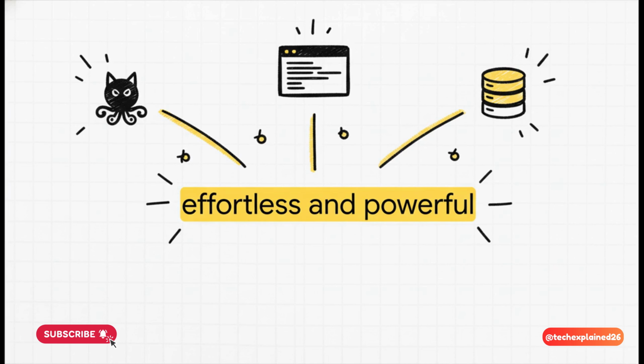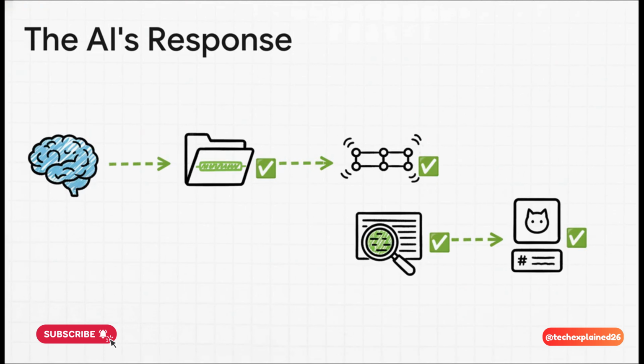You're not just feeding the AI a blob of text anymore, you're giving it a complex, multi-step task, and crucially, access to all the tools it needs to get it done. And this is the magic moment. The AI doesn't just talk about what you should do, it actually does it.